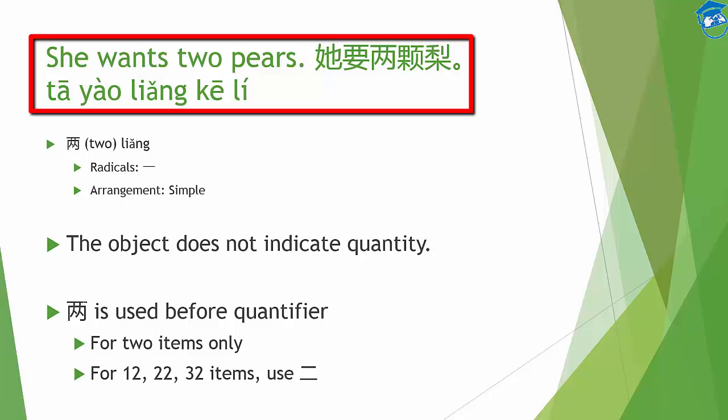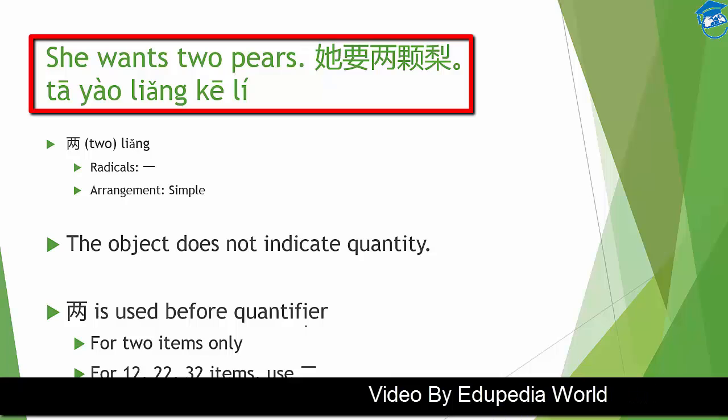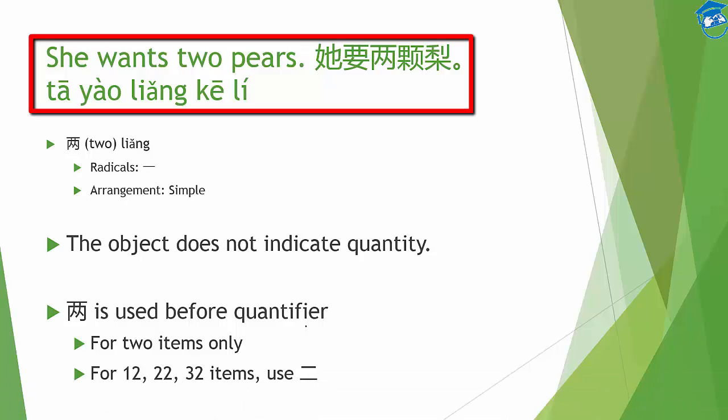Okay, and the word 2 is used before the quantifier. Okay, this is the case for 2 only. For other numbers like 1, 3, 4, they still remain the same when it is used before the quantifier. Okay, but when it comes to, for example, 12, 22, 32, when it's used before the quantifier, we still use 2 instead of 2. So just a reminder, 2 is a substitute for 2 that is used before the quantifier. Like in this example, 2颗梨. Okay?